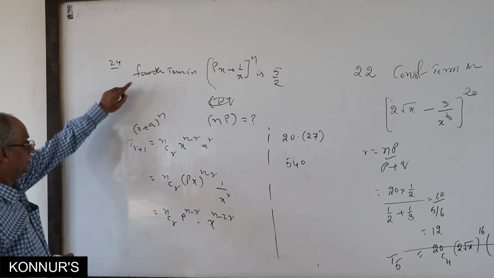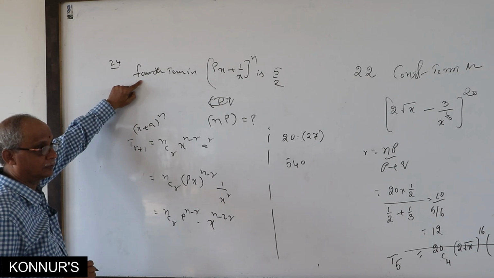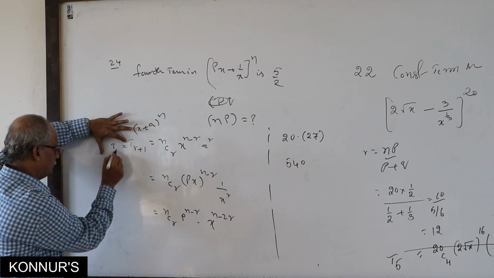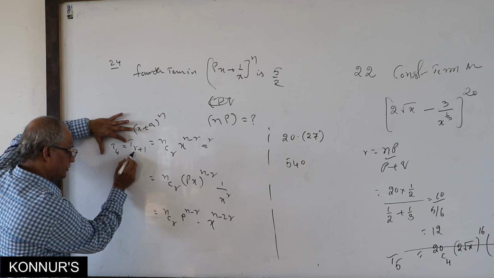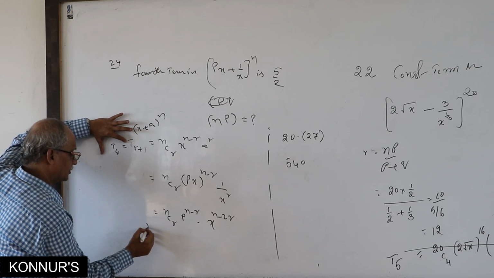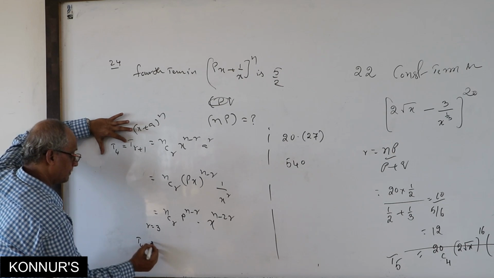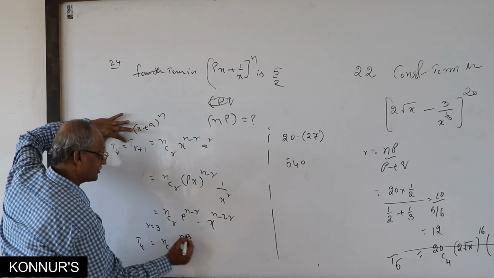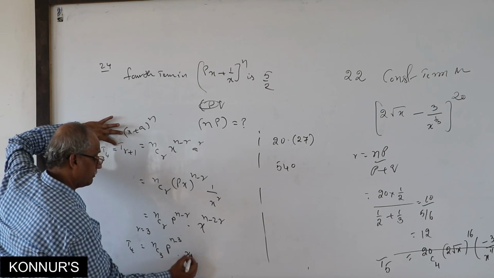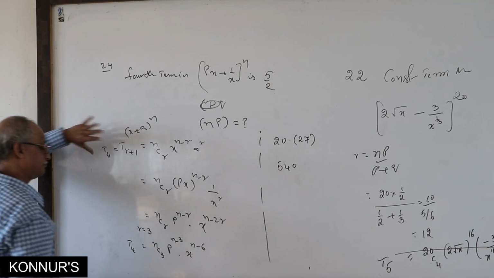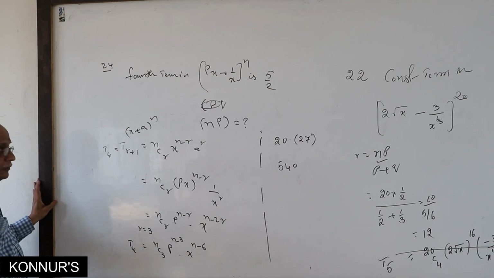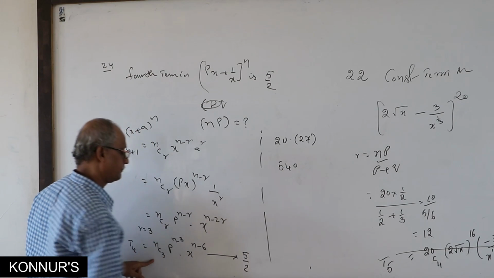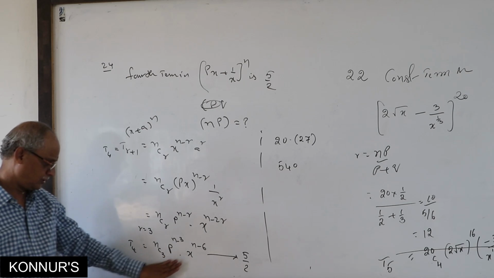Here he is asking fourth term. Okay. So far we wrote general term. It must be 4. Then what must be r? 3. Take r is 3 here. NC3 p power n minus 3 x power n minus 6. This is our problem. But what is this answer given to you? 5 by 2. This term is equal to 5 by 2.